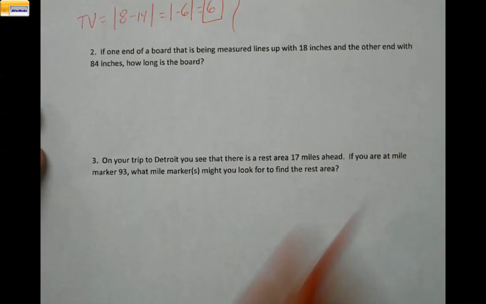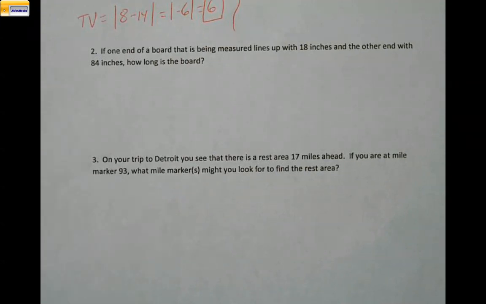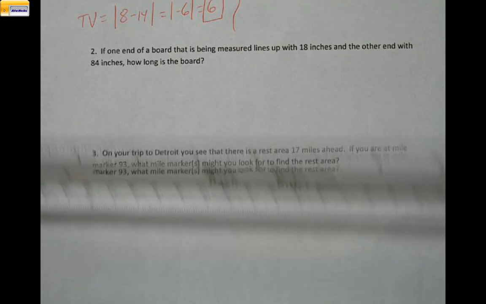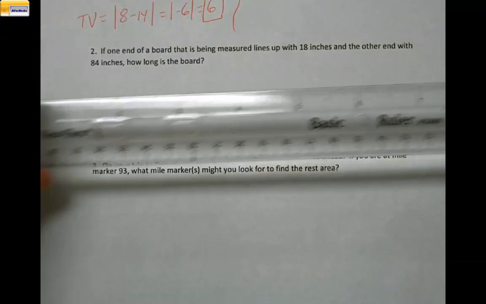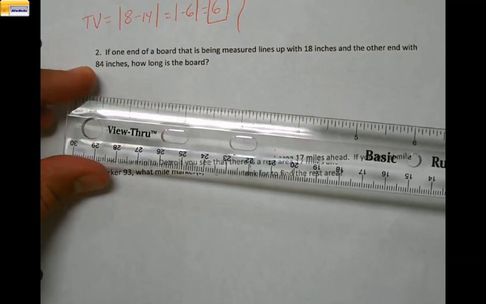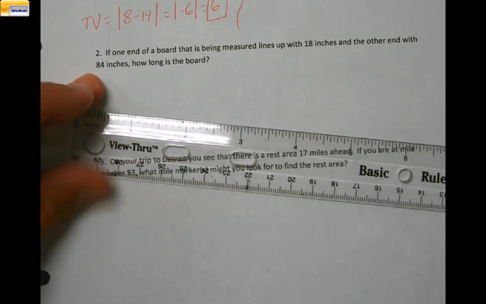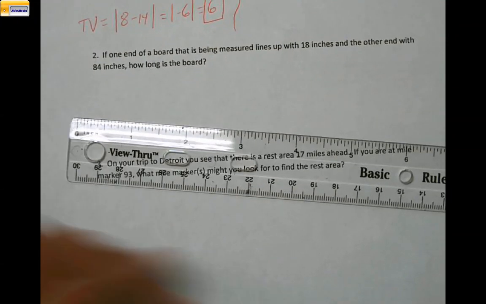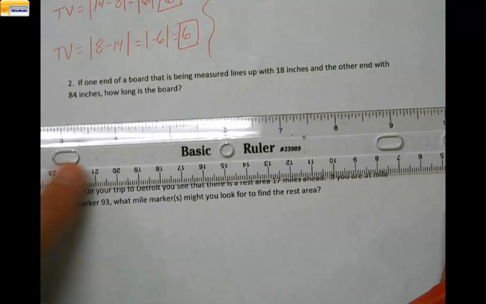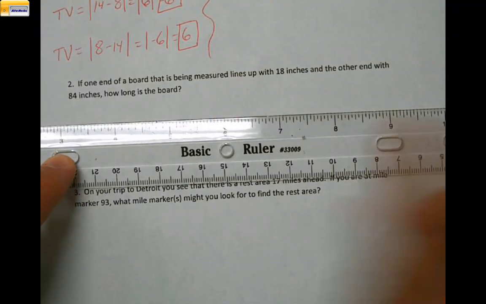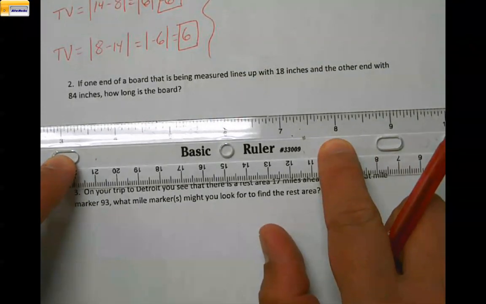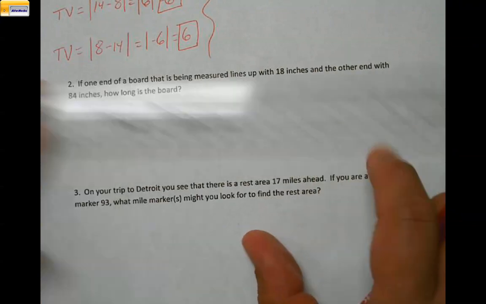In example 2, if one end of a board that is being measured lines up with 18 inches and the other one ends up at the 84-inch mark, how long is the board? Okay, and that's something that we could kind of mimic with our ruler as well. They're basically saying we're not starting at 0 way on this left side, but we have a point that kind of starts at 3 inches, and it's going to end at 8 inches, and well, we know that that's a total length of 5 inches. We're doing the same thing here.